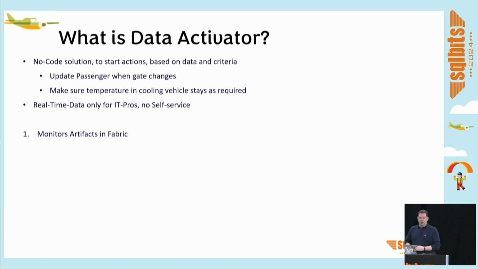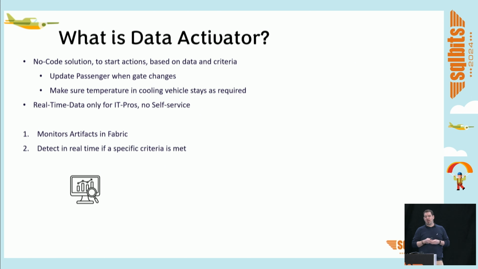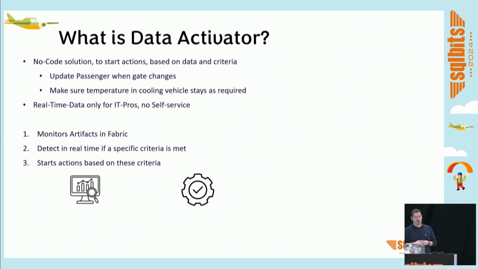What are we doing? We are usually monitoring artifacts in Fabric. Microsoft says in OneLake, but I will come to this in a second. So we will monitor something. For example, the examples I said, like does a gate change or anything? If a change happens, if we detect a change based on certain criteria, data activator can then trigger some actions based on these criteria.